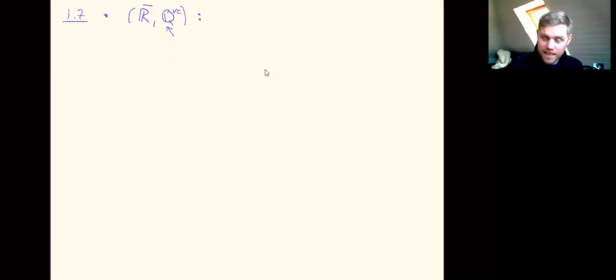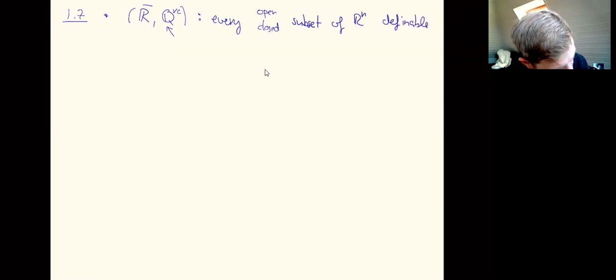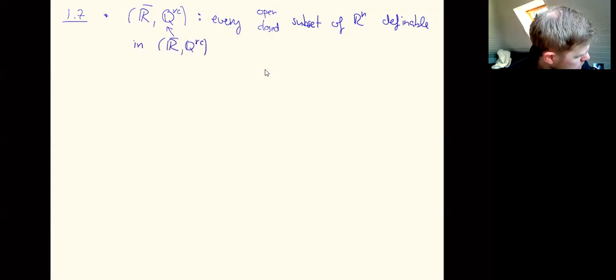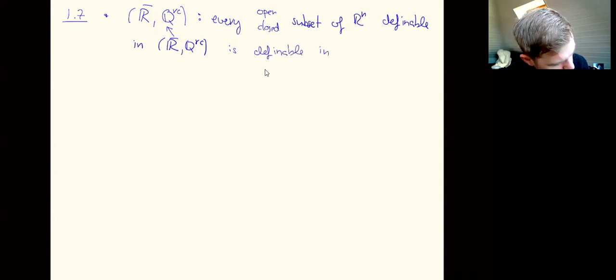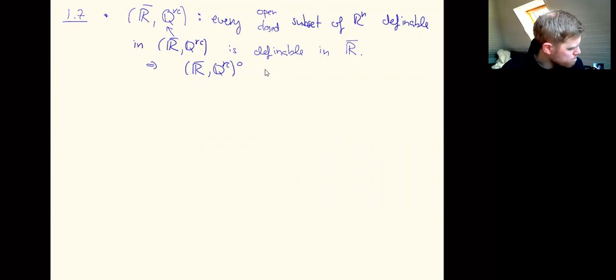However, this structure has a nice open core. The easiest way of stating that is that every open set or closed set, both are true, a subset of R^n definable in this structure is already definable just from the real field, so it's semi-algebraic. That means if you generate the open core of this structure, all that you get are the semi-algebraic sets. So really what this says is that the open core of this structure is just the real field.